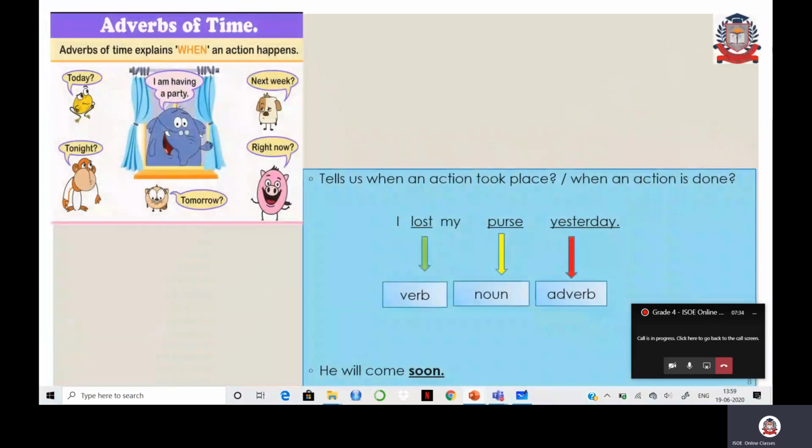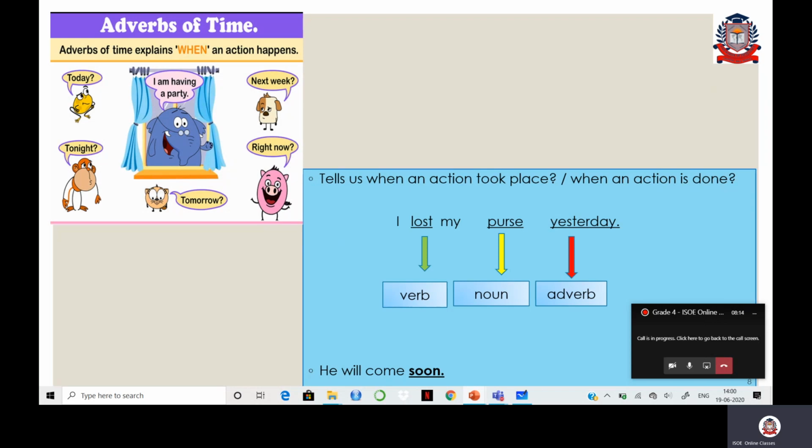Okay. The third one is adverbs of time. It tells us when an action took place or when an action is done. I lost my purse yesterday. Okay, so lost is a verb, purse is a noun. Yesterday is an adverb. So it is telling you when that action took place. It is telling you about the time. So this is known as adverbs of time. So when did I lose it? I lost it yesterday. He will come soon. When will he come? He will come soon. That means it is telling you the time.